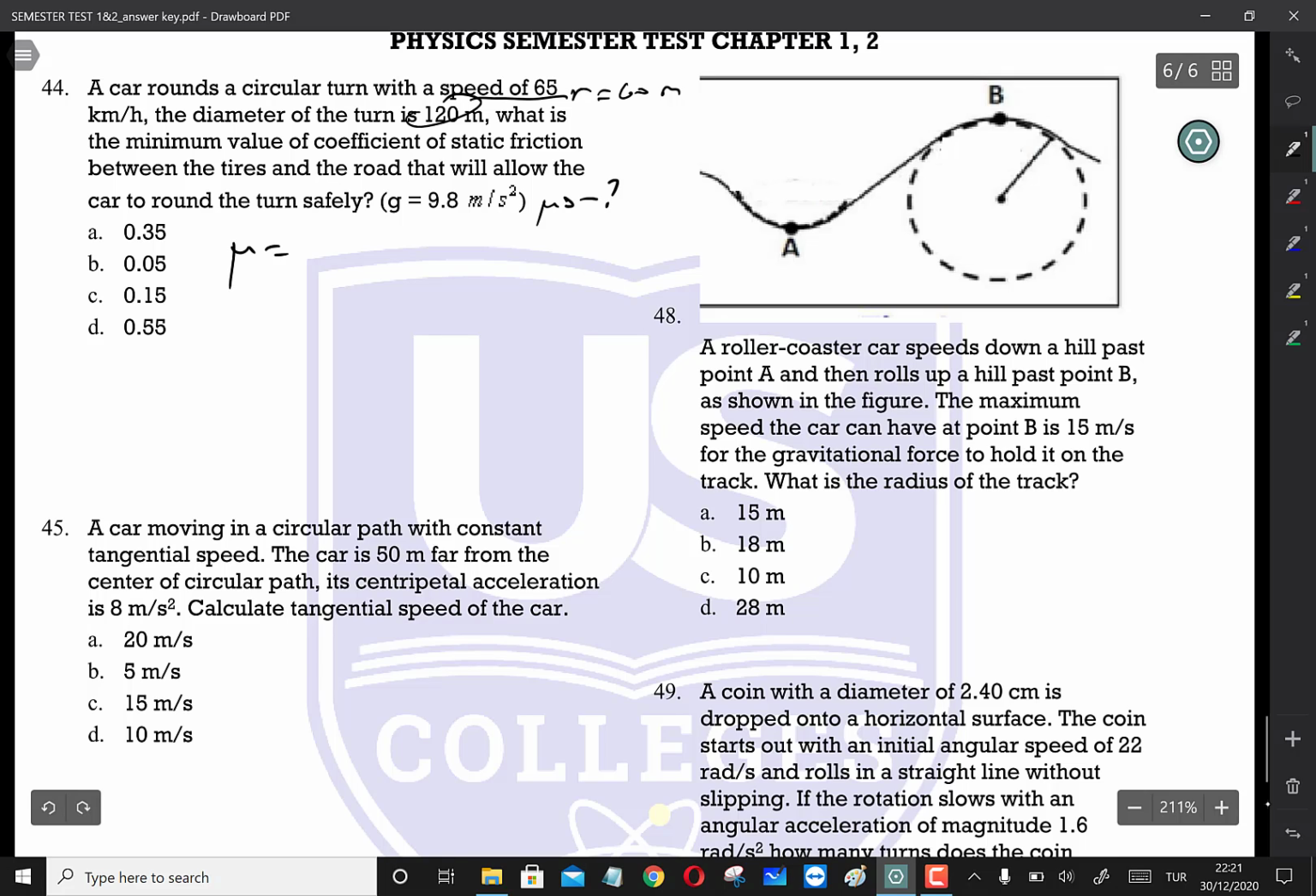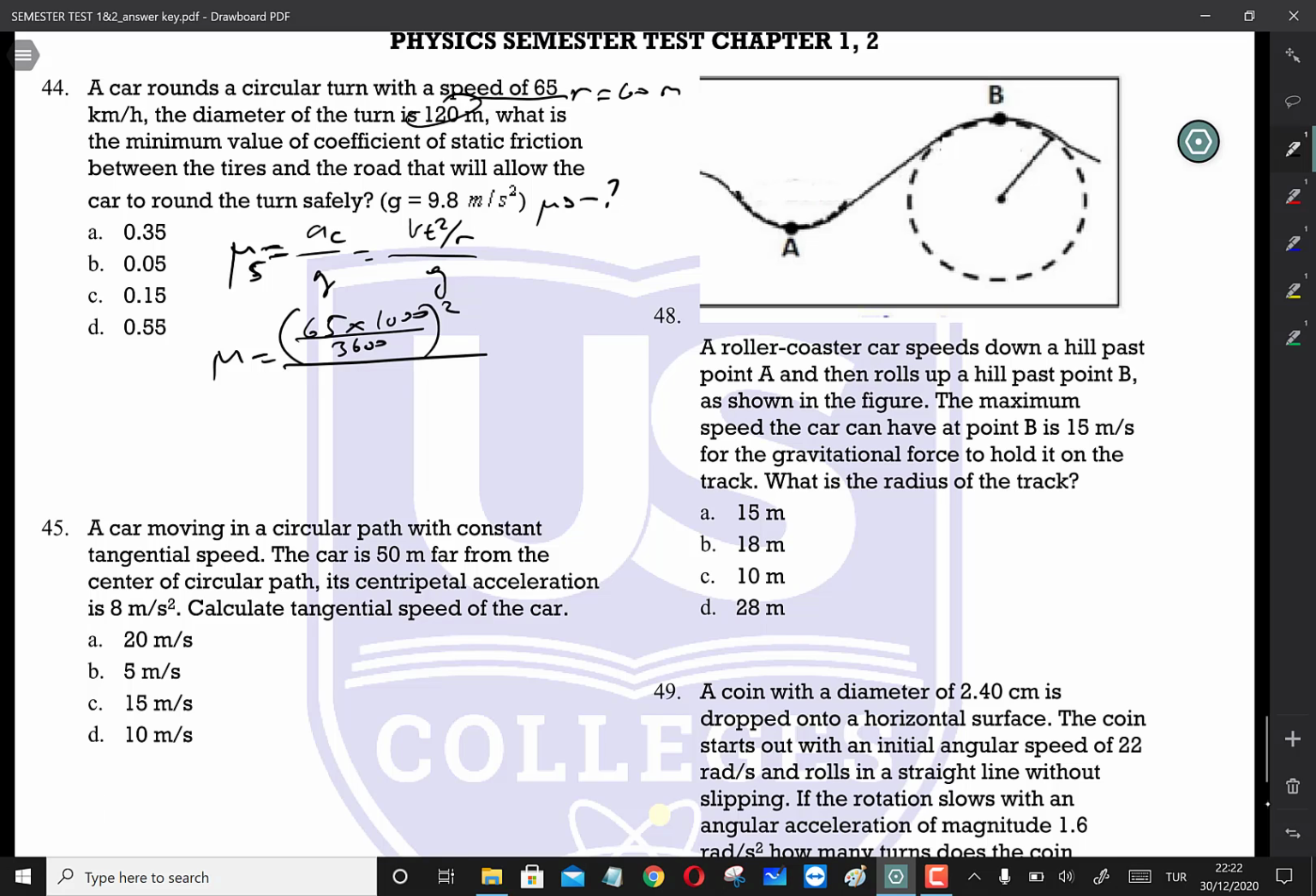Remember mu s, there was a shortcut equation as well. You don't need to do all the steps for the static friction. The force here is the centripetal force, and we would calculate it like this: ac over g, which is Vt squared over R divided by g. So let's calculate it. First, you should convert kilometer per hour to meter per second. 65 kilometer per hour multiplied by every kilometer is 1,000 meters, divided by every hour is 3,600. Square of this, divided by R g. R is 60, g is 9.81.